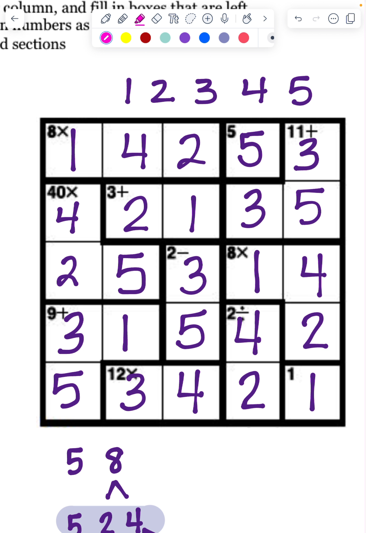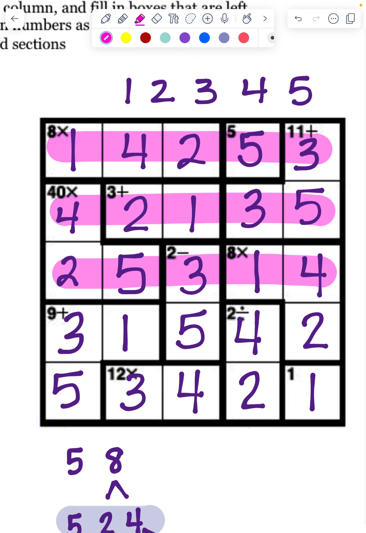So let's just go ahead and take a moment to do that since it won't take too long. Let's check the rows first. So the top row, 1, 4, 2, 5, 3. 4, 2, 1, 3, 5. We're just checking for no repeats. 2, 5, 1, 3, 4. 3, 5, 1, 4, 2. I said them in the wrong order, but that's okay. 5, 3, 4, 2, 1. Good. So no repeats in any of the rows.